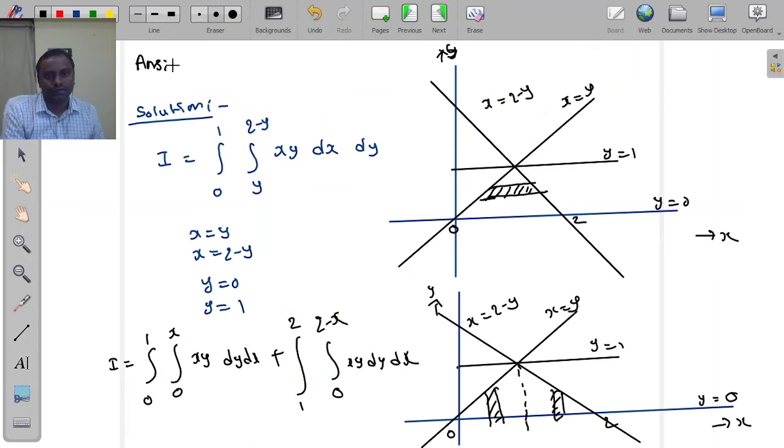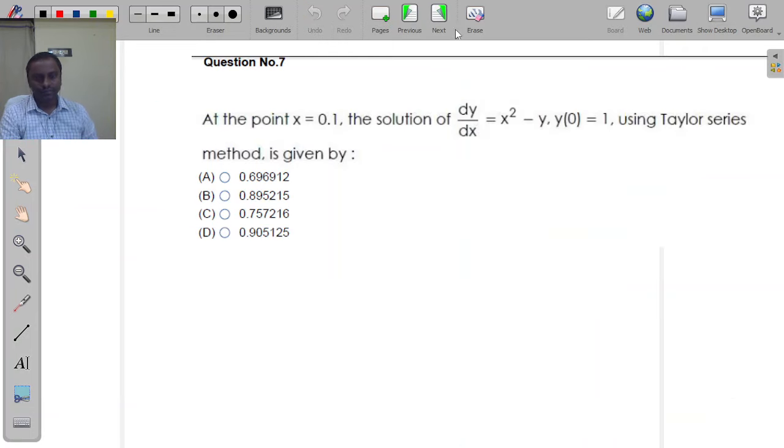So the answer is option D. Move to the next question. Seventh question. At the point x equal to 0.1, the solution of dy by dx equal to x square minus y, with y of 0 equal to 1, using the Taylor series method is given by.